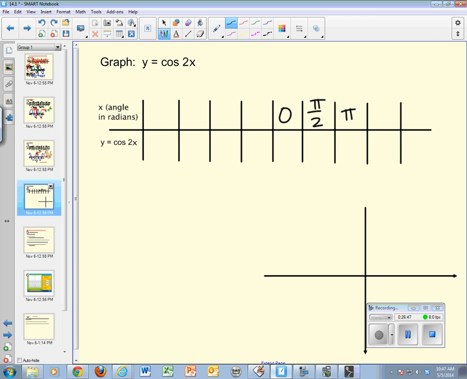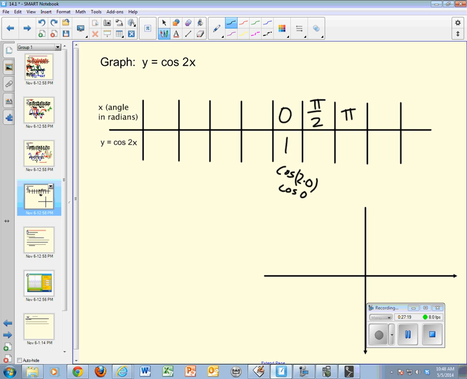So let's do cosine of 2 times 0. Now when we do this, we have to do the 2 times the angle measure first. You can think about it as being parentheses in there. So 2 times 0 would be 0. We're going to do the cosine of 0. Okay, so find 0 on your unit circle. And the cosine, the x-coordinate at 0, is 1.